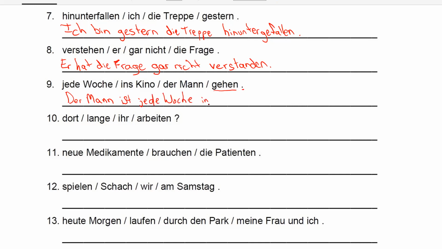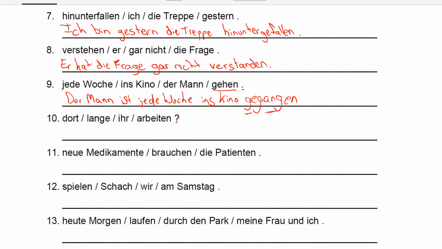Ins Kino, the destination. And then our past participle, gegangen, which is irregular and has that GE at the beginning, but a weird stem in the center. So, der Mann ist jede Woche ins Kino gegangen. The man went to the movie theater every week.